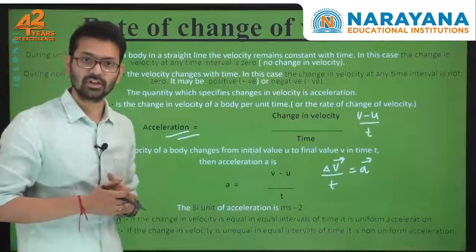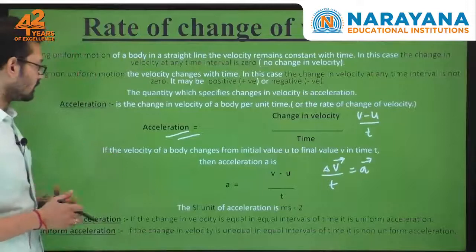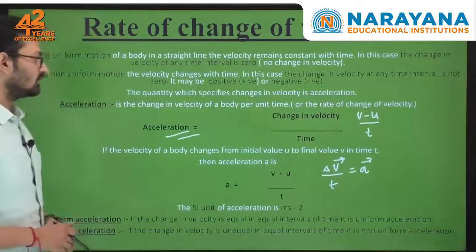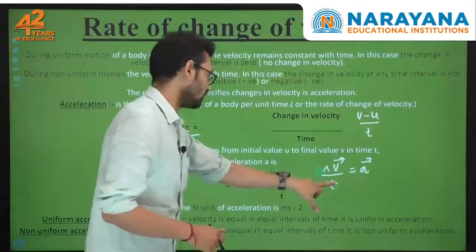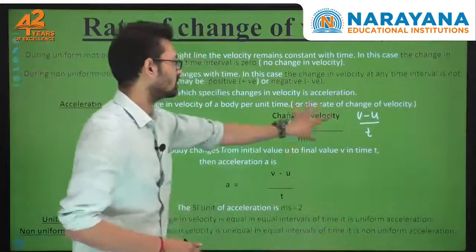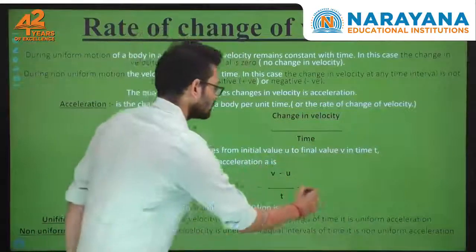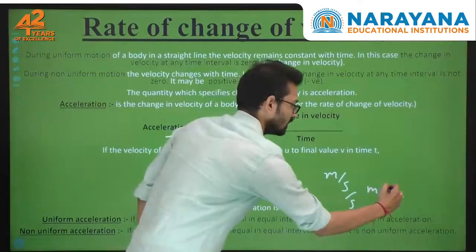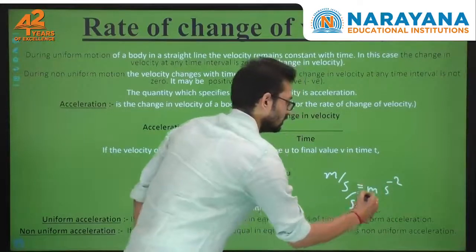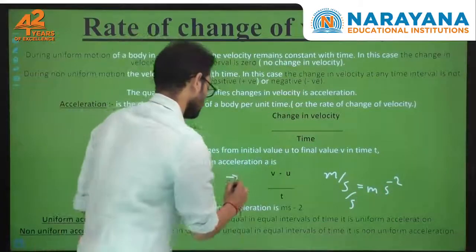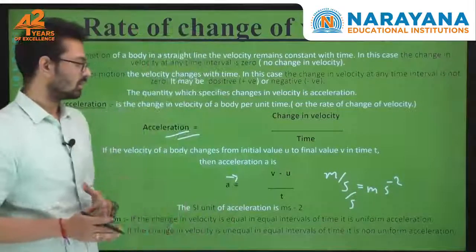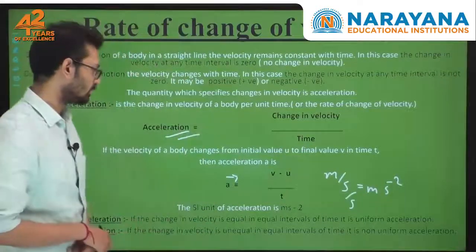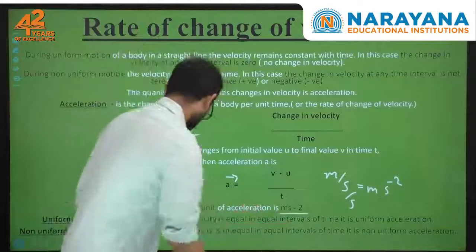Now, the formula is v minus u by t, and the unit of this is going to be: velocity is meter per second, time is in seconds, so m s power minus 2 is your acceleration. Acceleration SI unit is meter per second square. Meter per second square. This is the SI unit.